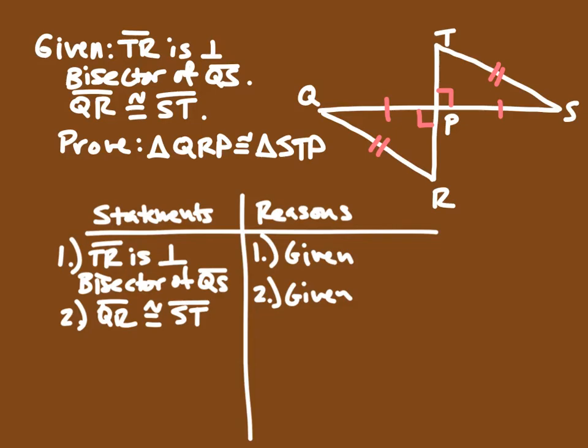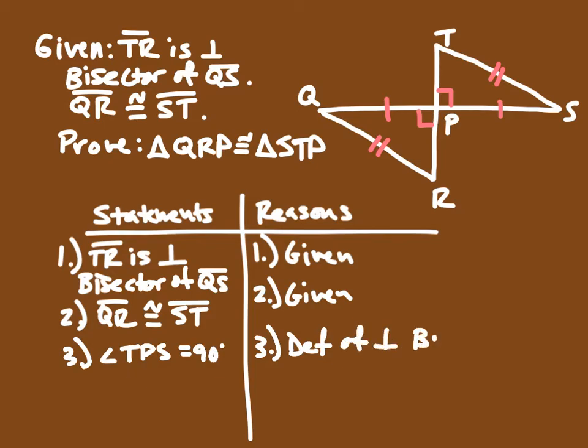Okay, so once I've written out my given statements, what we want to do is conclude what we can do here. All right, so one of the things that I want to do is jump in here and say that angle TPS is 90 degrees. All right, so that was the first thing that we did. So I'm going to say that angle TPS is equal to 90 degrees. Now, the reason why I can make that statement is because of the definition of perpendicular bisector.